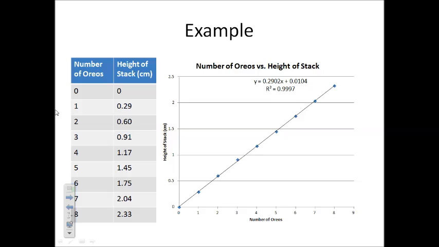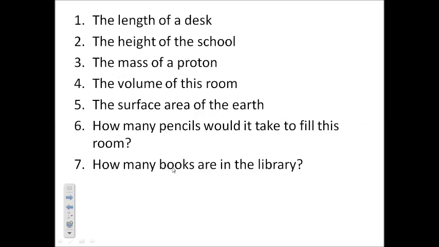This is some data that I came up with for a number of Oreos. If I start stacking Oreos on top of each other, 0 through 8, and I measure all of the heights that go along with them, then I can create this graph that we see over here to the right. So the number of Oreos, 0 through 8, is what we see down here along the bottom. That's our independent variable. All right, and our dependent variable is here on the y-axis. That's the height of the stack.